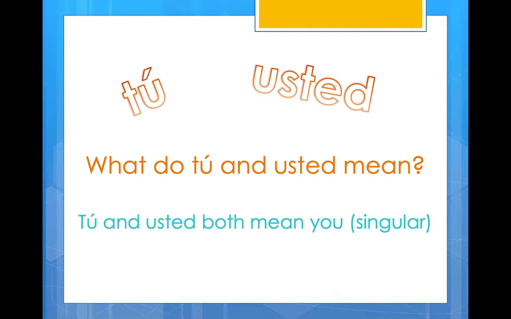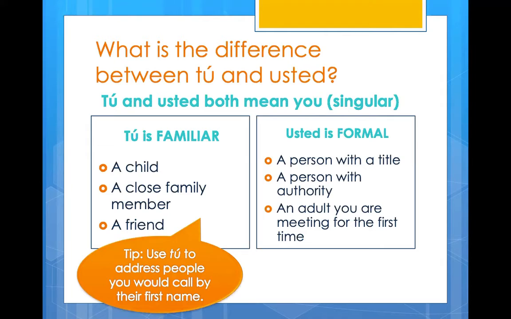Let's start with tú and usted. What do tú and usted mean? Well, they both mean you, singular. So if I'm talking to only one person about that person, I would use tú or usted. But I still have two choices. And how do I know which one to use? Well, let's look at that next.